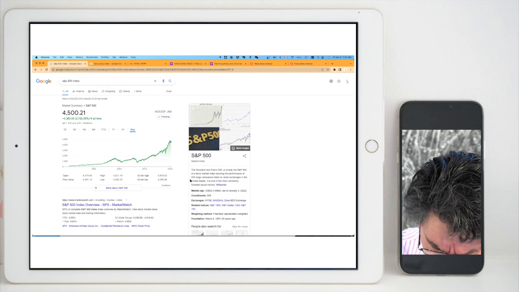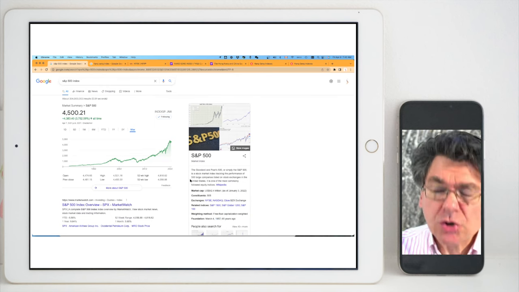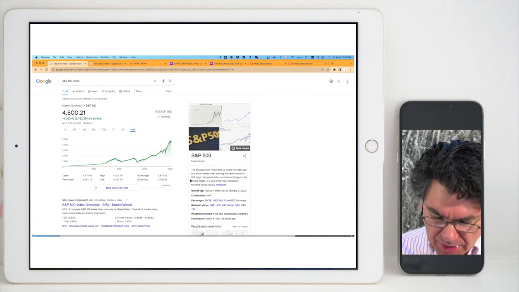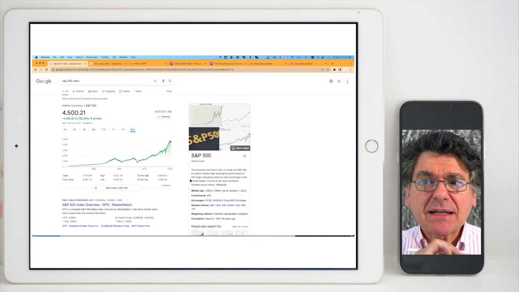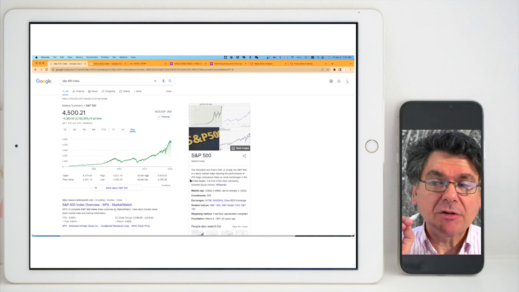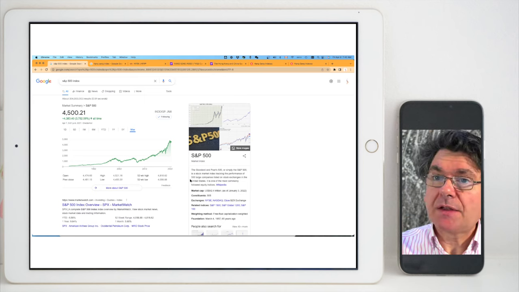That's how this index is calculated. The objective of this index is to get a very good description of the economy, in this particular case of the United States, by looking at the value of the 500 largest companies in the United States.